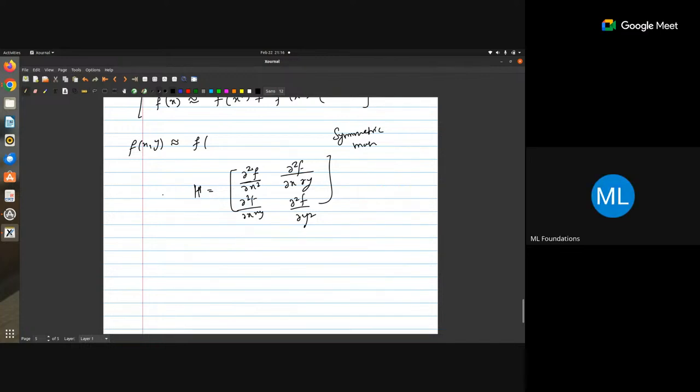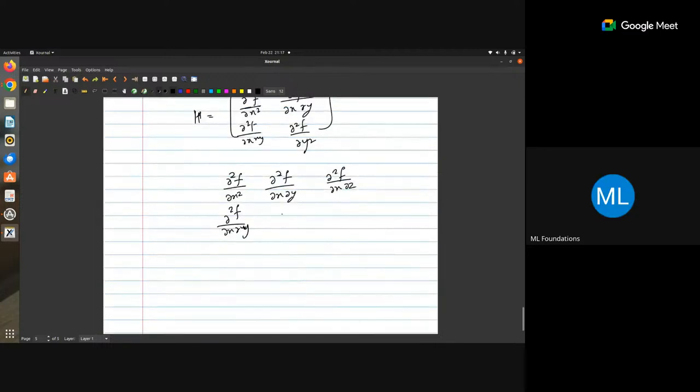Okay. For two dimensions. For three dimensions, it will become what? Del 2f upon del x square. Then here del 2f, del x, del y, del 2f, del x, del z. Now it is symmetric, right? So it is del 2f upon del y square. See, these terms will always come on the diagonal side. Here you see, this is x, this is y, this is z. Correct? So here it will be del y.